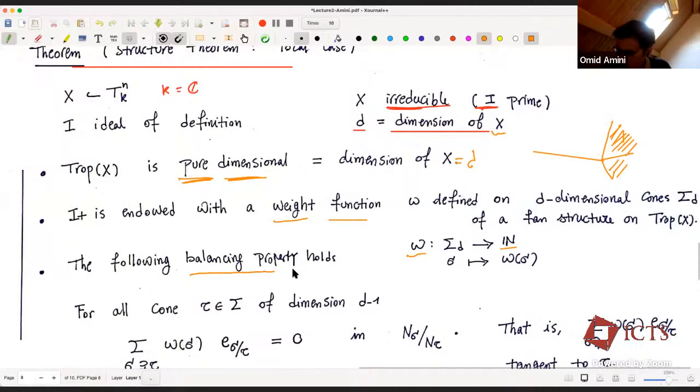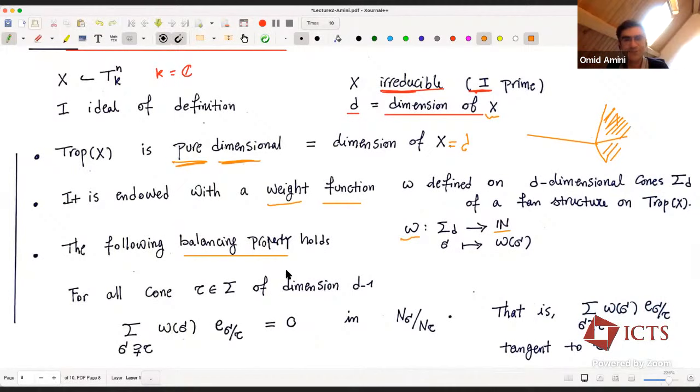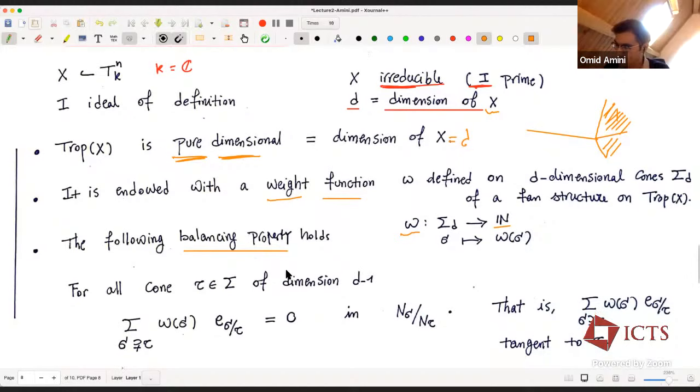You can view this property in different ways. I think, in terms of what is going to come later in the talks, you can view it as some sort of orientation. It tells you that the tropicalization of X is orientable somehow. You can define some volume form. So I think this is maybe the best explanation in terms of geometry. Okay, it verifies the following balancing property.